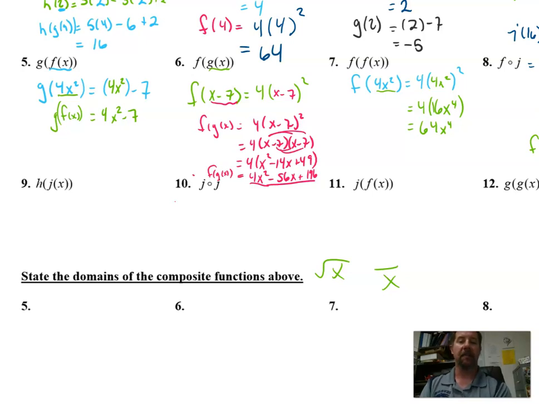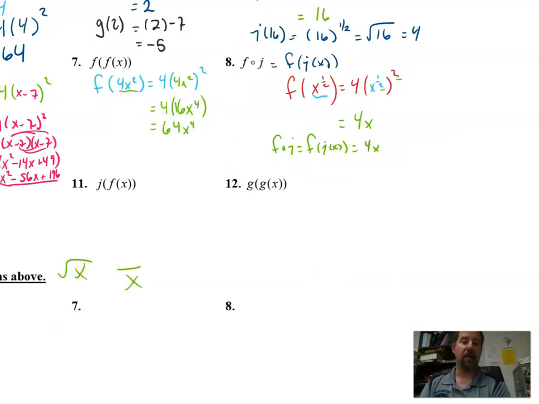So on number 5, no square roots, no fractions in either parent function or the composite, so the domain would be all real numbers. Number 6, same thing. No square roots, no fractions, so my domain is all real numbers. Number 7 again, f had no square roots or fractions, so again my domain would be all real numbers. It is number 8 that I have to watch out for, all right?